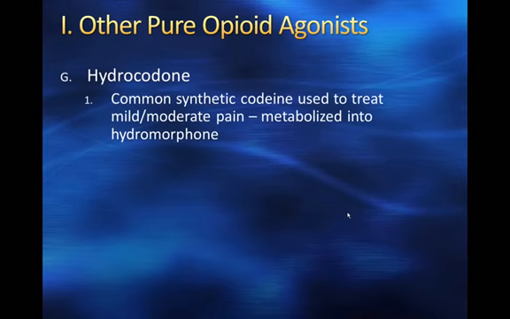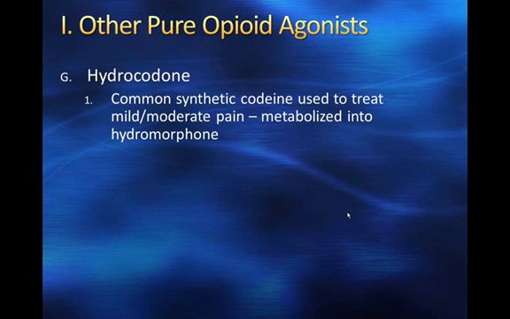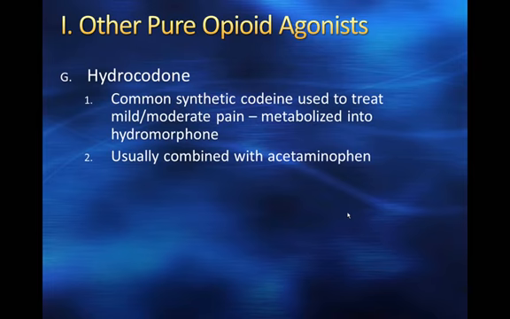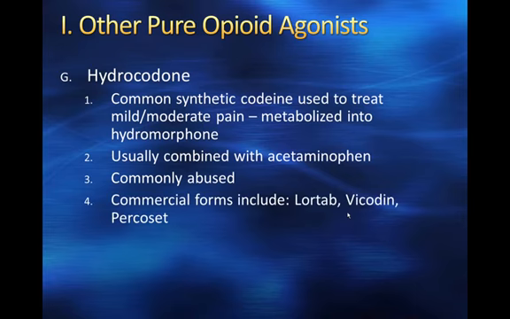Hydrocodone, again, is another commonly abused pain medication. It's a common synthetic codeine used to treat mild to moderate pain. It's metabolized into hydromorphone, again, by those cytochrome P enzymes. It's usually combined with acetaminophen, which is the Lortab or Vicodin. Again, commonly abused. The commercial forms are Lortab, Vicodin, and Percocet.